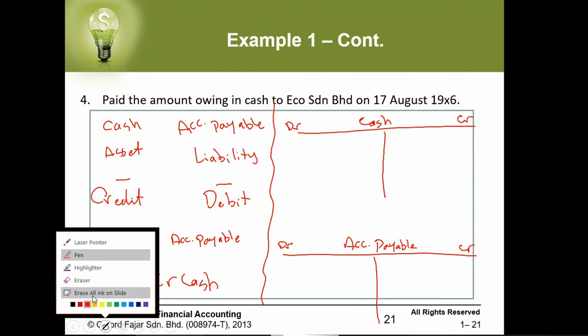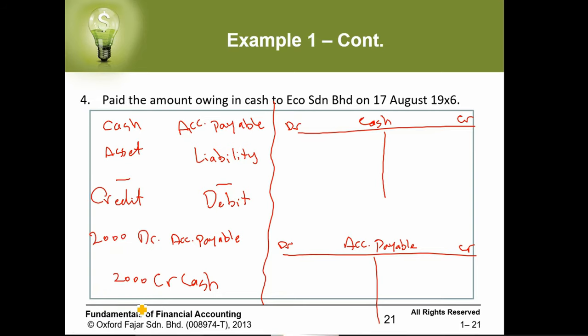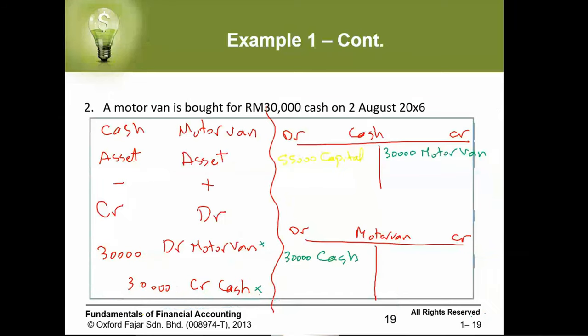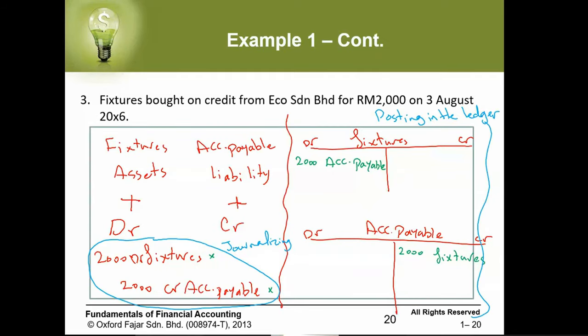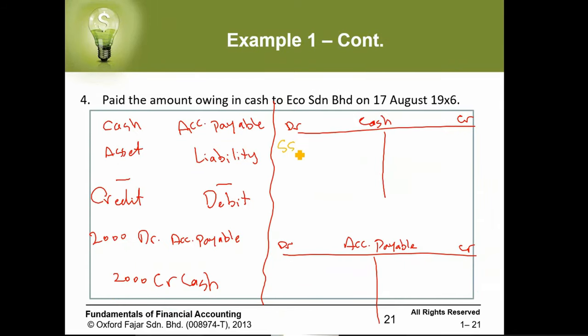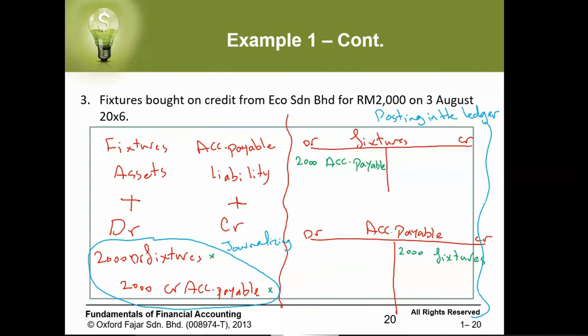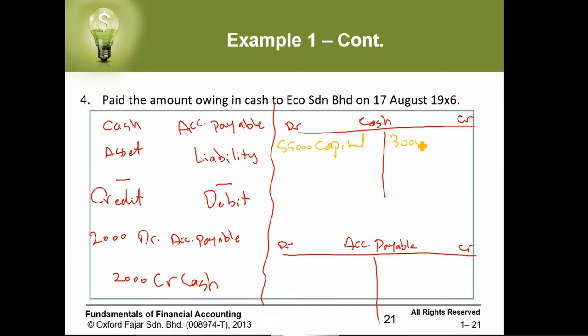If you remember, we have from previous transactions, the cash from before: 55,000 on the debit side, which is capital, and 30,000 on the credit side for the motor van. Accounts payable, we have before 2,000 fixtures on the credit side. So let's post this transaction. The debit side, accounts payable, which is 2000. What do we write next to it? The other side of the transaction, which is cash.